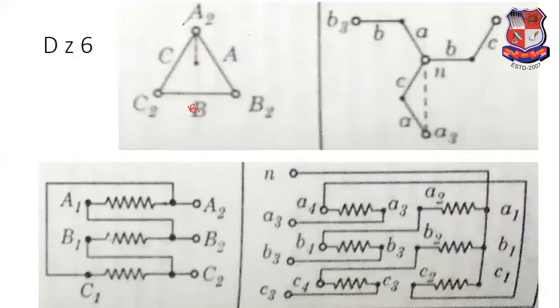So in the case of DZ6 connection, first connect into delta A2, B2, C2. This is your reference for the phase A, B and C phase. Okay. Now 180 degree means your phase C is shifted to this particular 180 degree. Phase B, this is B shifted to the 180 degree. C shifted to the 180 degree.